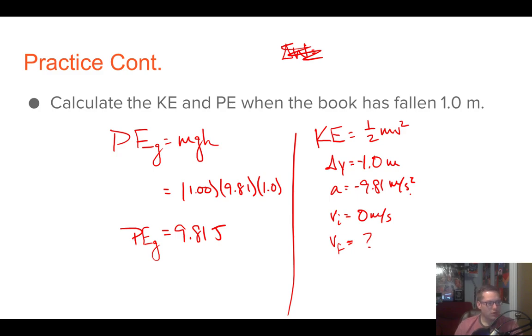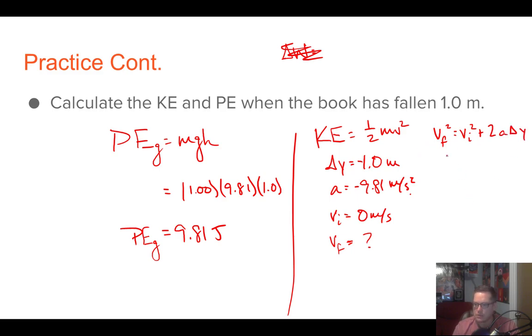We don't have time, so the only kinematic equation that doesn't have time in it... I'm picking up the wrong pen again. Okay, the only kinematic equation that doesn't have time is this one: velocity final squared is equal to velocity initial squared plus 2AD, and in this case it would be delta y.